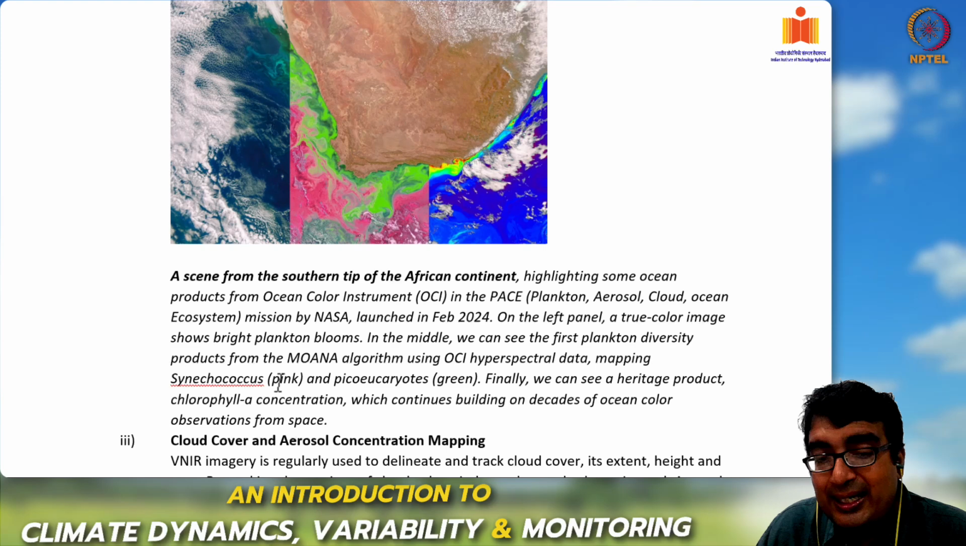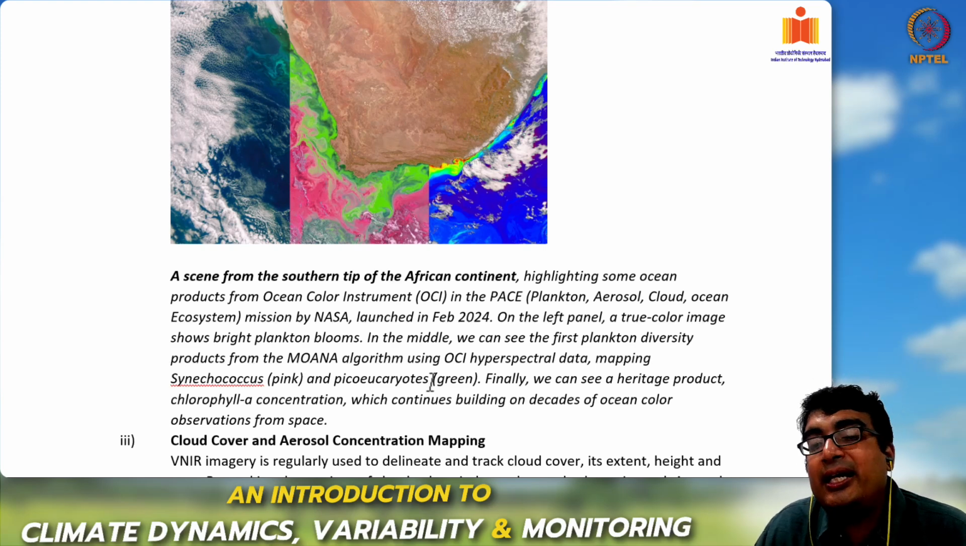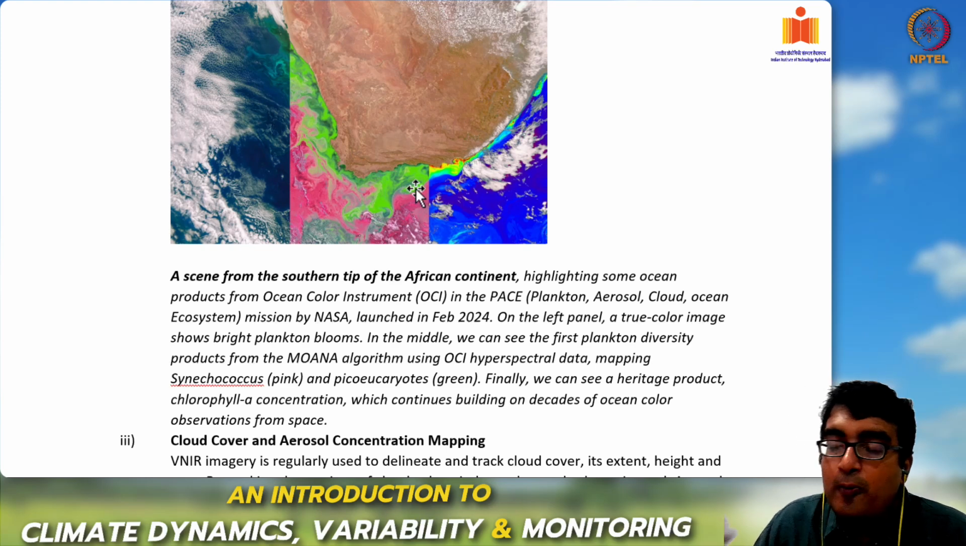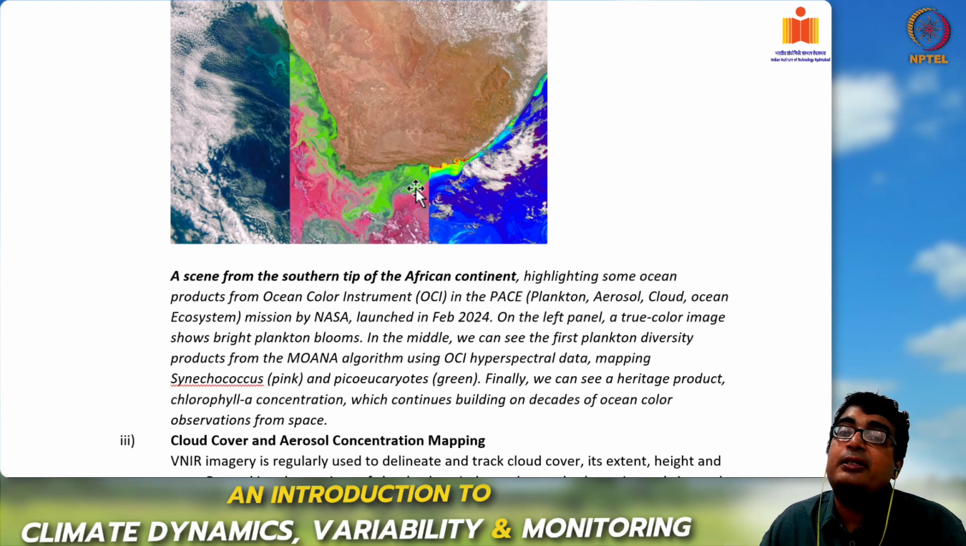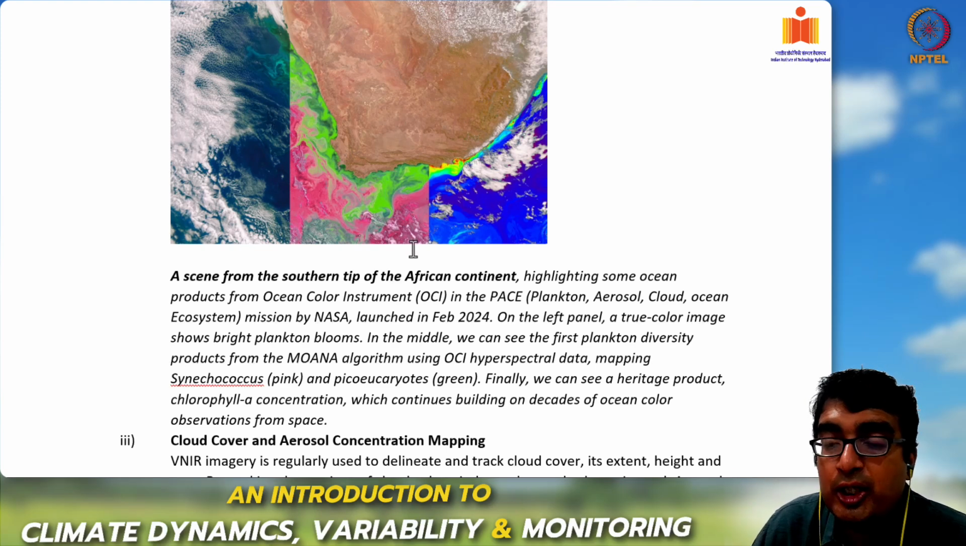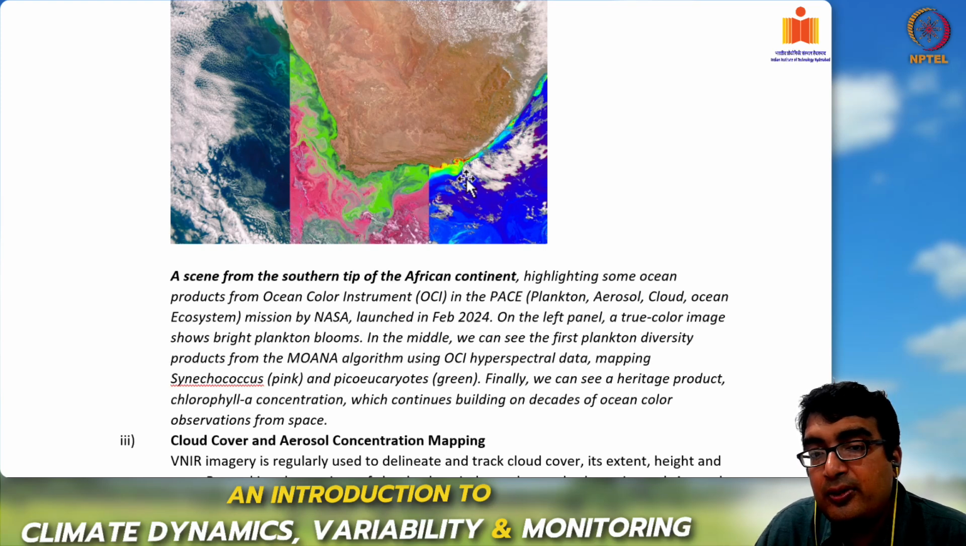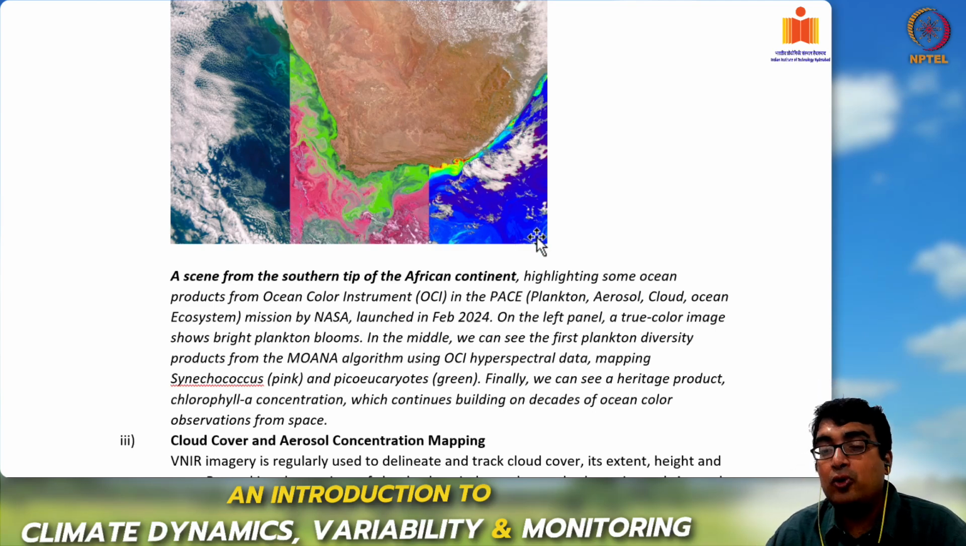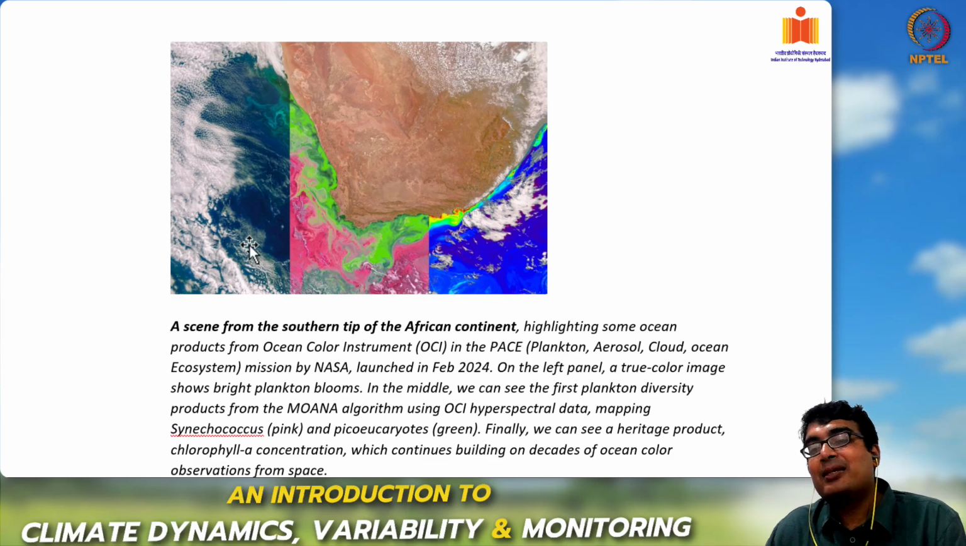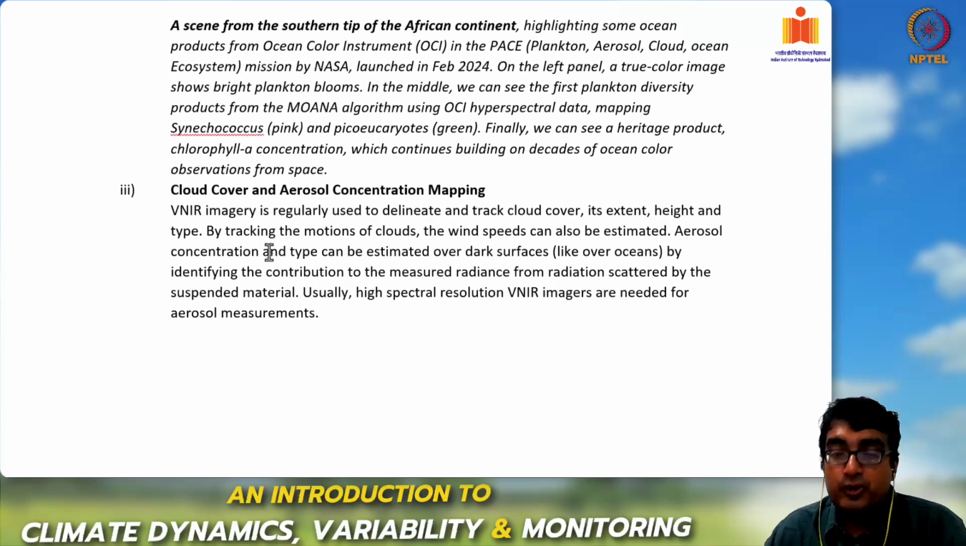Cyanococcus algae has been colored pink, and Picoeucaryotus algae has been colored green. So, based on the specific reflectance spectra, we can also distinguish between the different types of algae that are growing in different parts of the ocean at different population values. Finally, we can see the chlorophyll concentration values also. So, very high chlorophyll concentrations are in the red region, the yellow region, the green region, and lower chlorophyll concentrations further down, further away in the deep blue ocean. Through these systems, we can get a lot of information about the ocean ecosystem.